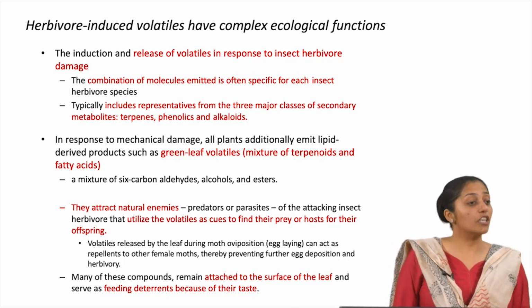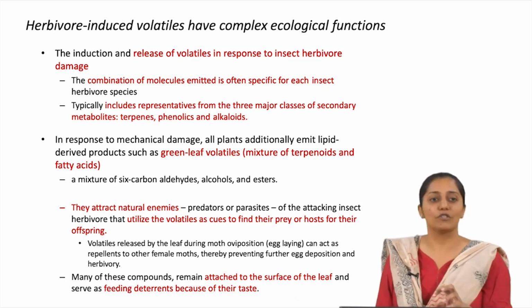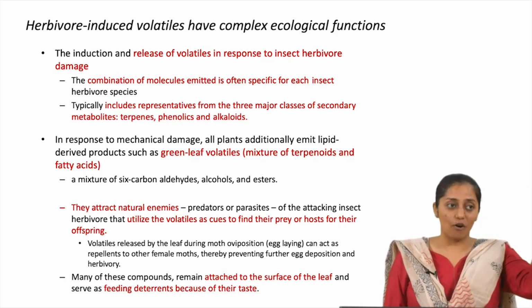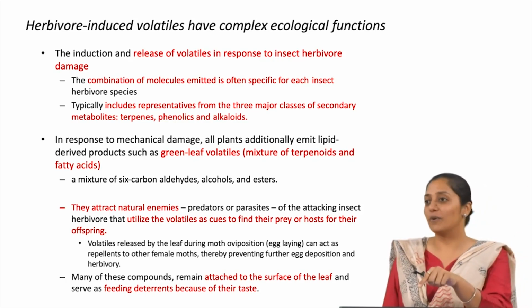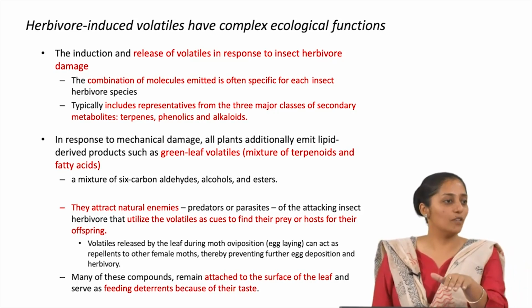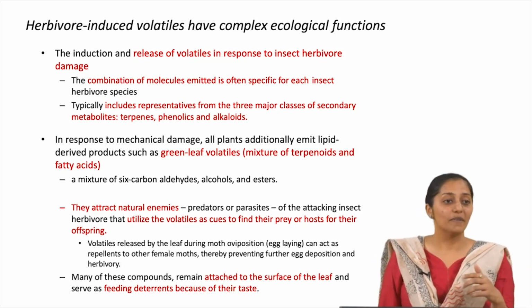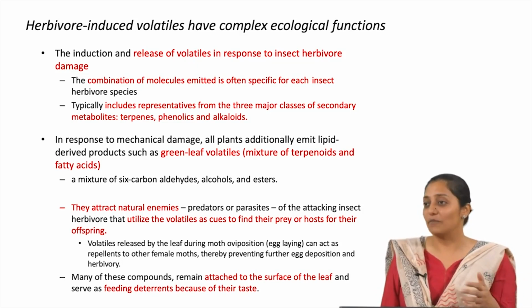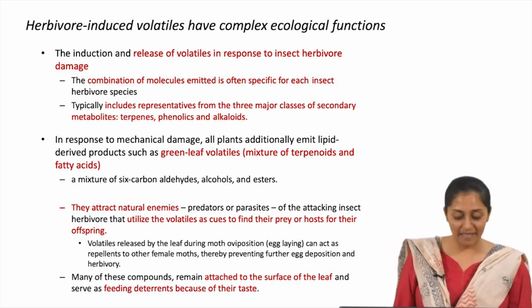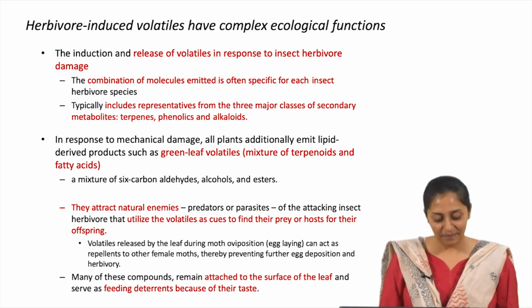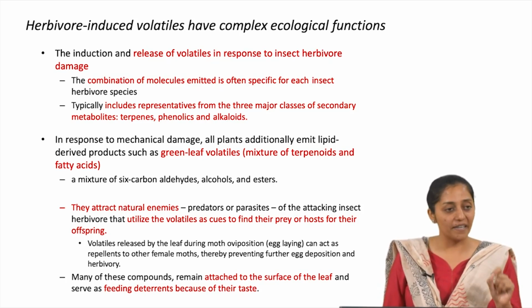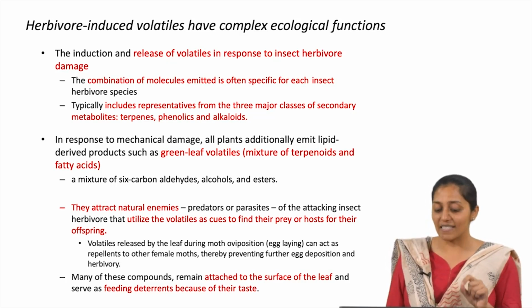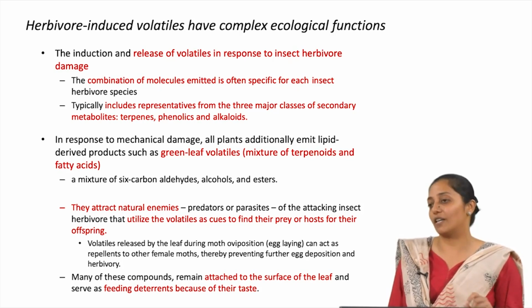So green leaf volatiles, how do they act? They attract the natural enemies of the pathogens. Because they are volatiles, they will send cues to the predators of these pathogens, who will then find out through these cues where the host is. So which means how intelligent is the machinery and how widespread is the plant defense, in what different ways it protects. It is very interesting. They attract natural enemies which are predators or parasites of the attacking insect herbivore that utilize the volatiles as cues to find their prey or host, as I said.